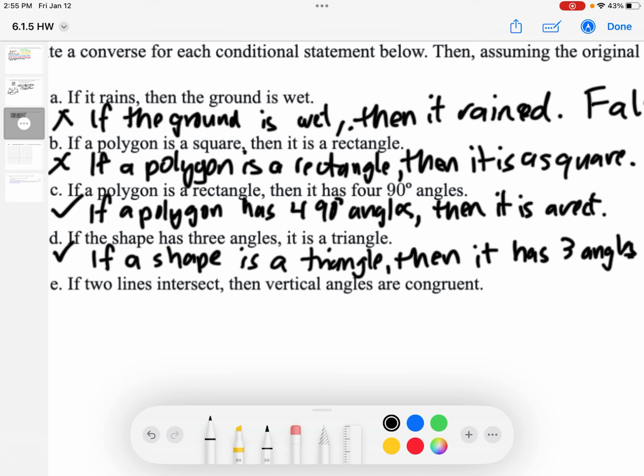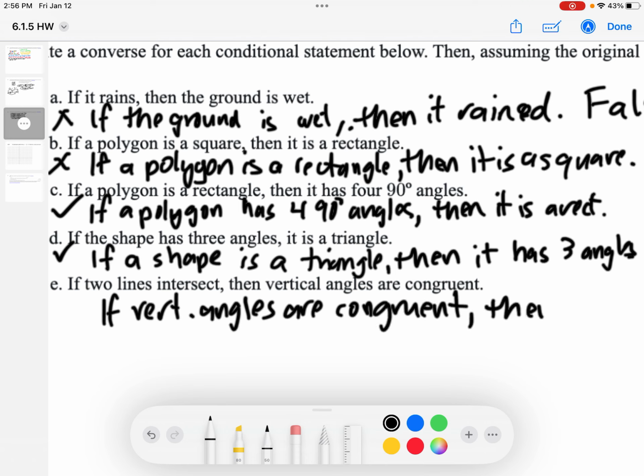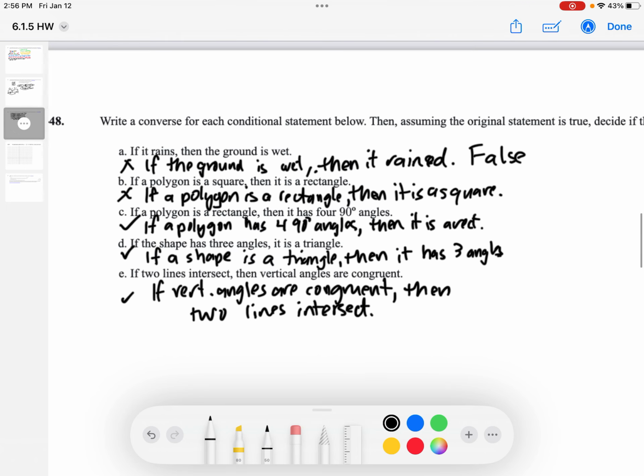If 2 lines intersect, then vertical angles are congruent. If vertical angles are congruent, then 2 lines intersect. I can't think of a way to get vertical angles without two lines intersecting. So, yep, I think that's true. So you can see sometimes the converses of true statements are false, and sometimes they're true. You've got to look at the statements and make your best judgment.